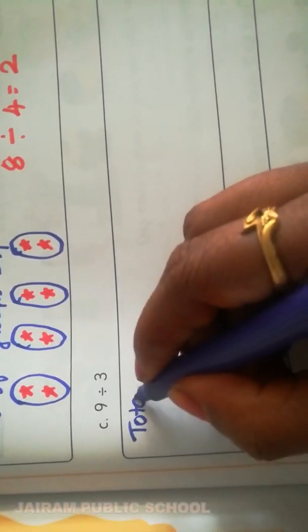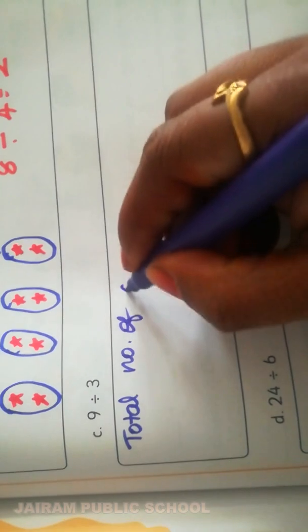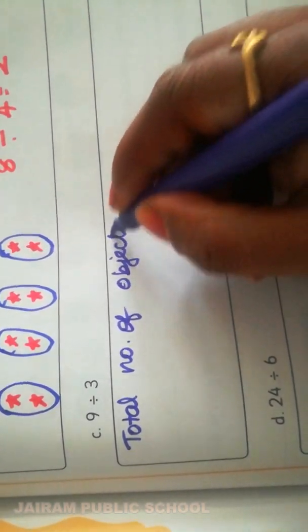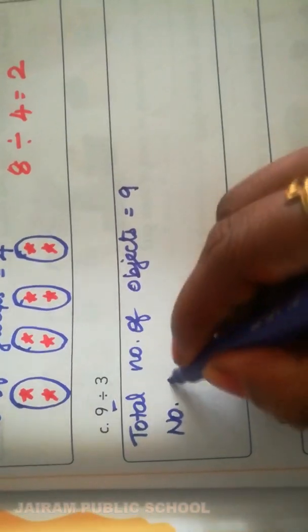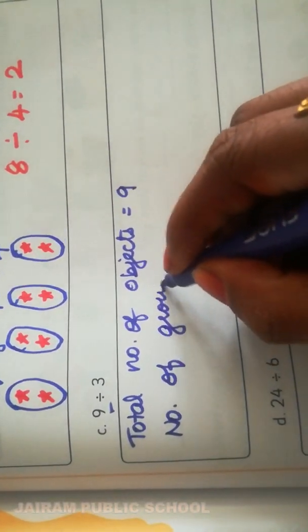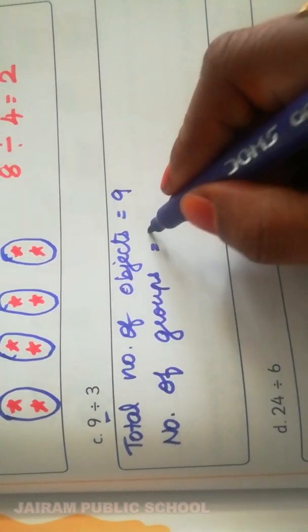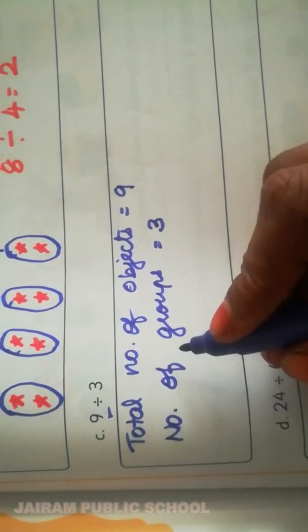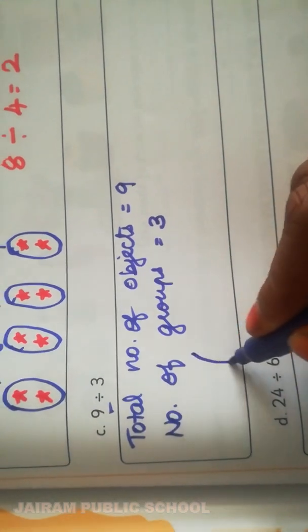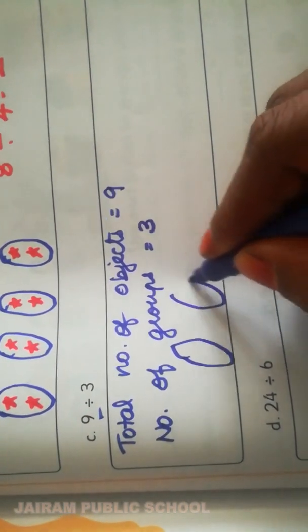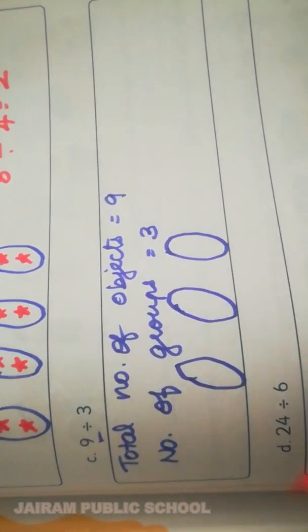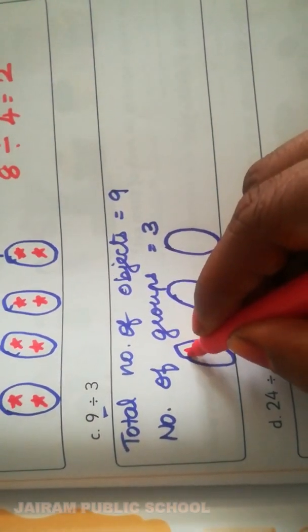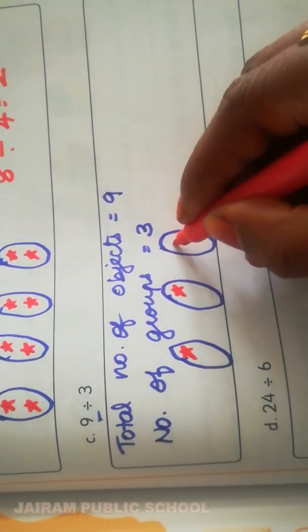9 divided by 3. First, the total number of objects is equal to 9. Then the number of groups is equal to 3. Then we have to start drawing the groups first. 1, 2, 3. Then draw the objects. First set 1, 2, 3.